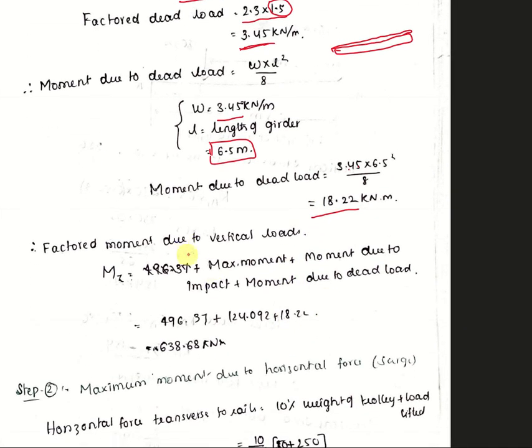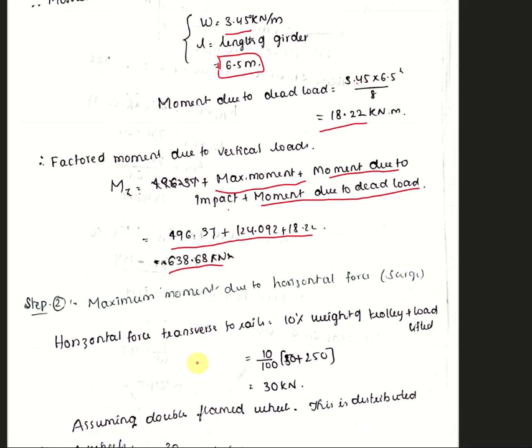Now the factored moment due to vertical loads we have to calculate. Let us say this is MZ. That would be the total of the maximum moment, plus the maximum moment due to impact, plus the maximum moment due to dead load. All the moments we have calculated in the previous steps should be summed up here. So totally 638.68 kilonewton meter.